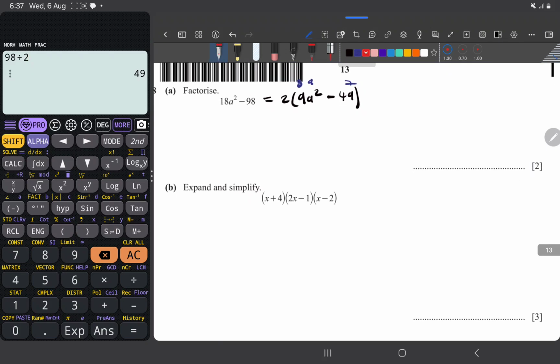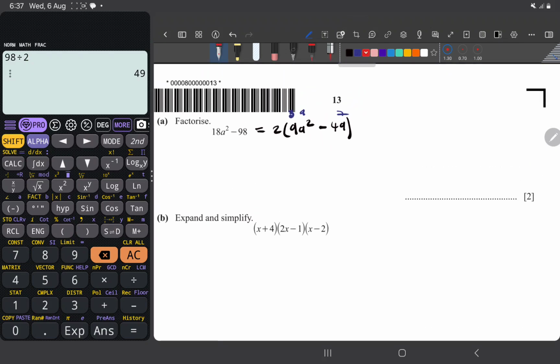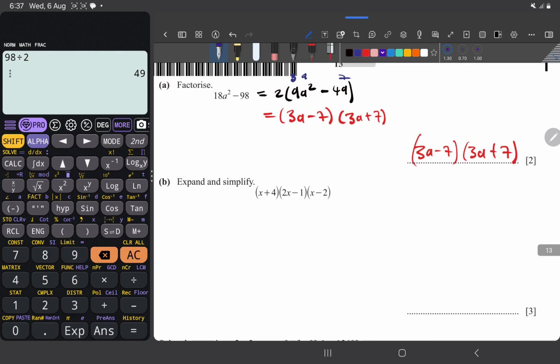So now when you are factorizing difference of two squares, you make two brackets where one says 3a minus 7, then the other one will say 3a plus 7. So this is going to be it. It's going to be 3a minus 7 multiplying 3a plus 7. And we are done. Now we go to the other one, which is expand and simplify. Expanding, really? Yes. Walk in the park.